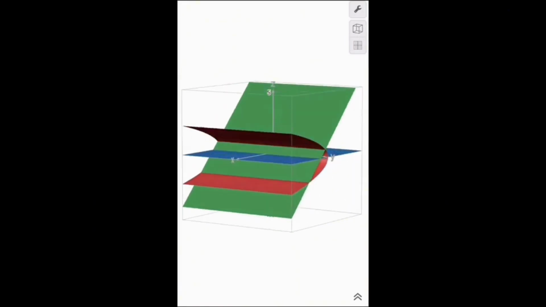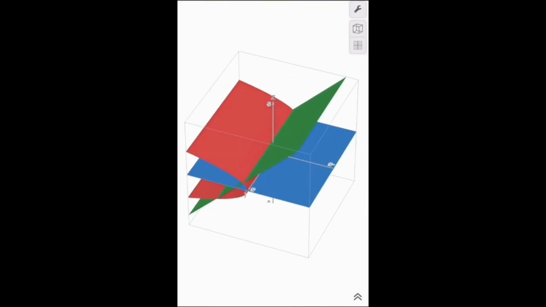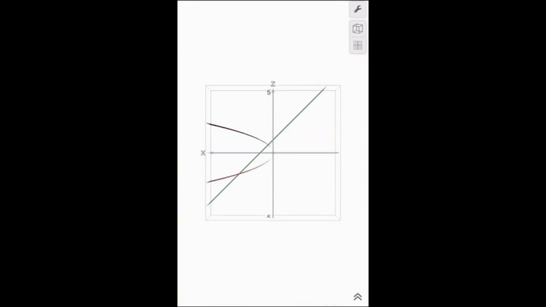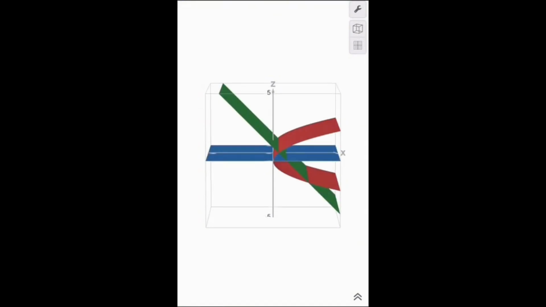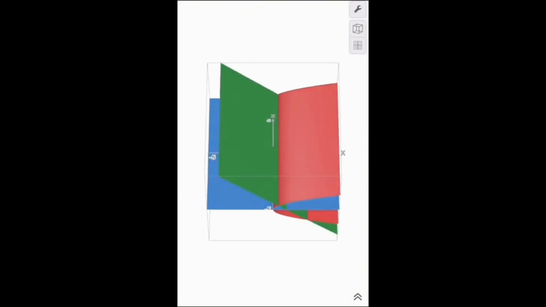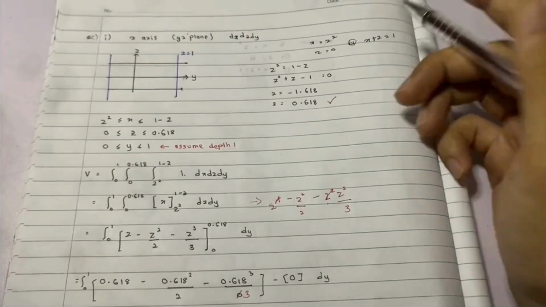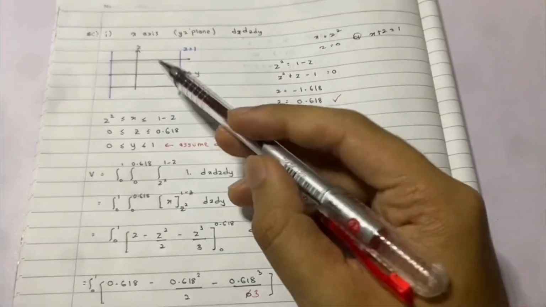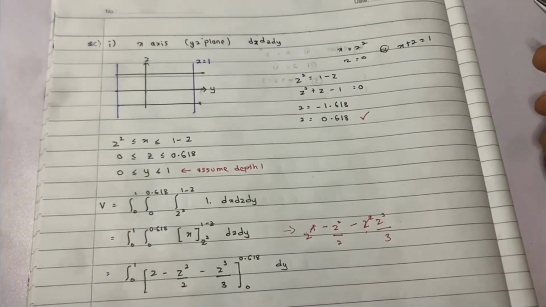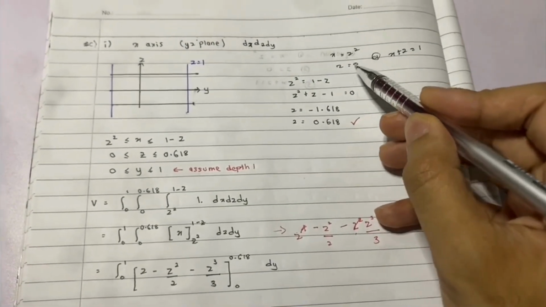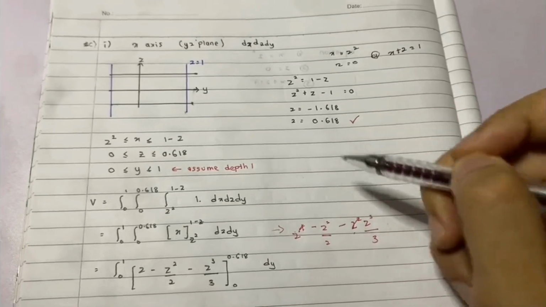The second one that we have to find is the y-axis projection, which is the xz plane, and rotate to find the x and z plane. This is the xz plane graph, the 2D diagram. And then you just have the third one, the z-axis, which is the xy plane. So this is question C for the x-axis, and the question gives x equal to z square, z equal to 0, and x plus z equal to 1.